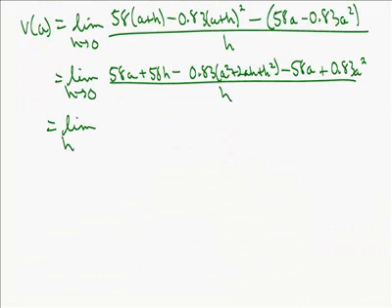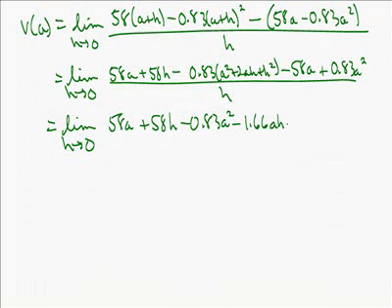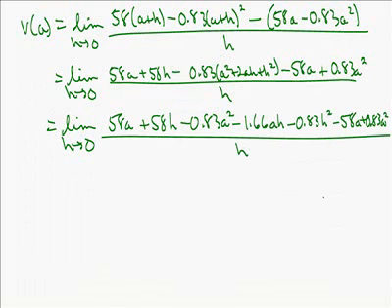We have the limit as h approaches 0 of 58a plus 58h minus 0.83a squared minus 0.83 times 2, which is going to be 1.66ah minus 0.83h squared minus 58a plus 0.83a squared, all of that divided by h.